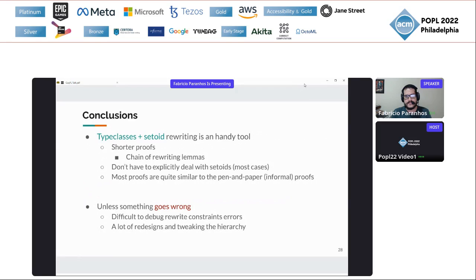And so about the type classes plus setoid rewrite, it's really a handy tool in the development. It leads to shorter proofs. Most of our proofs are just a chain of rewriting lemmas, and we don't have to explicitly deal with setoids in most cases. And most proofs are quite similar to the pen and paper or informal proofs. As I have said, unless something goes wrong, because it's really difficult to debug what's going wrong in the rewriting tactics, which leads to a lot of redesigns and tweakings in our hierarchies. As I have said, we needed to do this tweaking to be able to progress with our development.